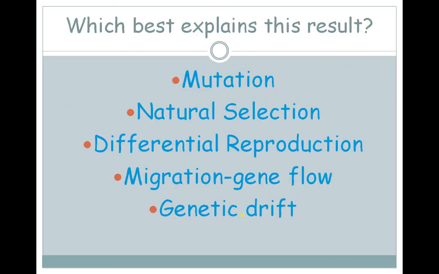So take a minute to think about this. Which one of these best explains this result? Was it due to mutation, natural selection, differential reproduction, migration or gene flow, or genetic drift? Once you've answered that, move on to the next slide.